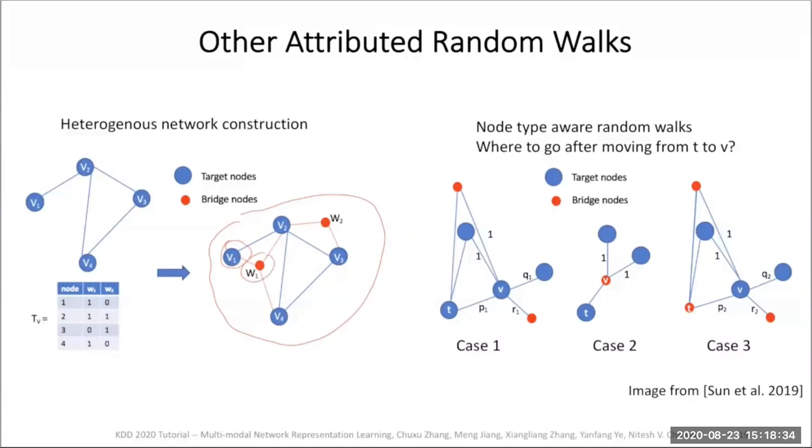And we can consider the move was from a target node to another target node, or it was moved from a target node to a bridge node, or it was moved from a bridge node to a target node. And some parameters P and Q and R are defined here, like what was done in Node2vec, to consider how to search in a graph for the neighbors.